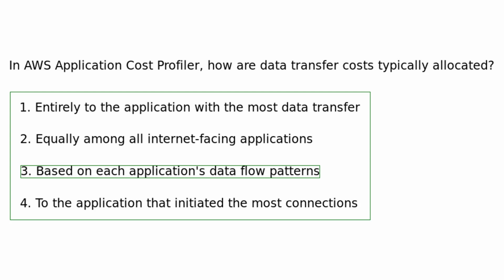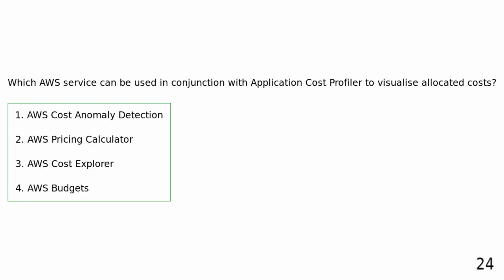Data transfer costs in AWS Application Cost Profiler are typically allocated based on each application's data flow patterns, determined by analyzing CloudTrail logs or VPC flow logs. Which AWS service can be used in conjunction with Application Cost Profiler to visualize allocated costs?